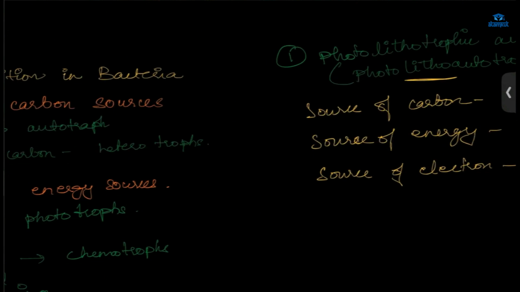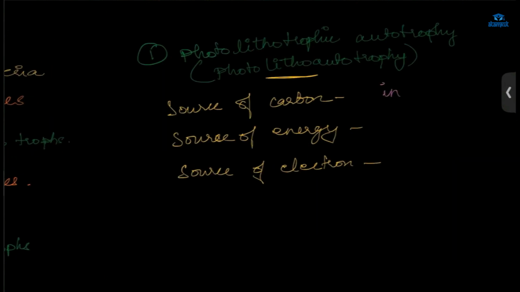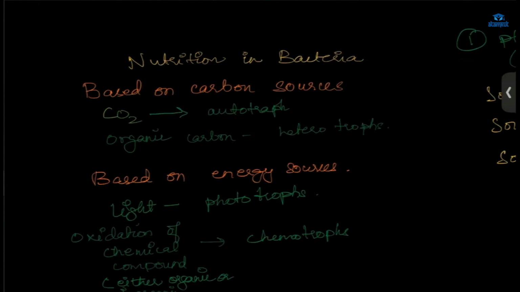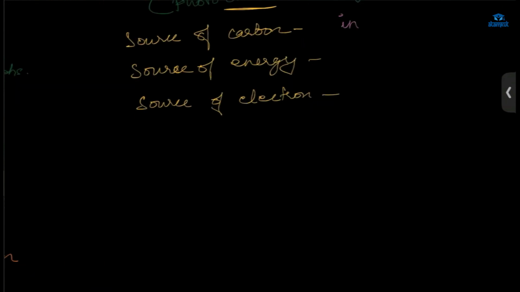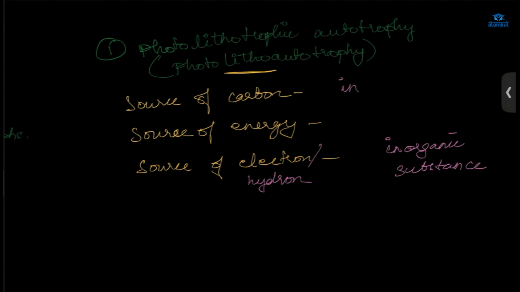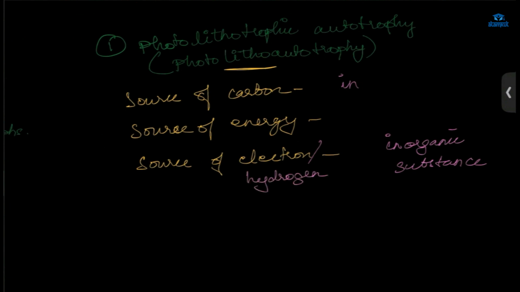Now, from this, you can see it is given photolithotroph. First we can see litho, it is easier. Litho, we have seen in the hydrogen electron donor. So the source of electron or hydrogen donor would be an inorganic substance, because the name itself says litho. So their source of hydrogen is an inorganic substance.